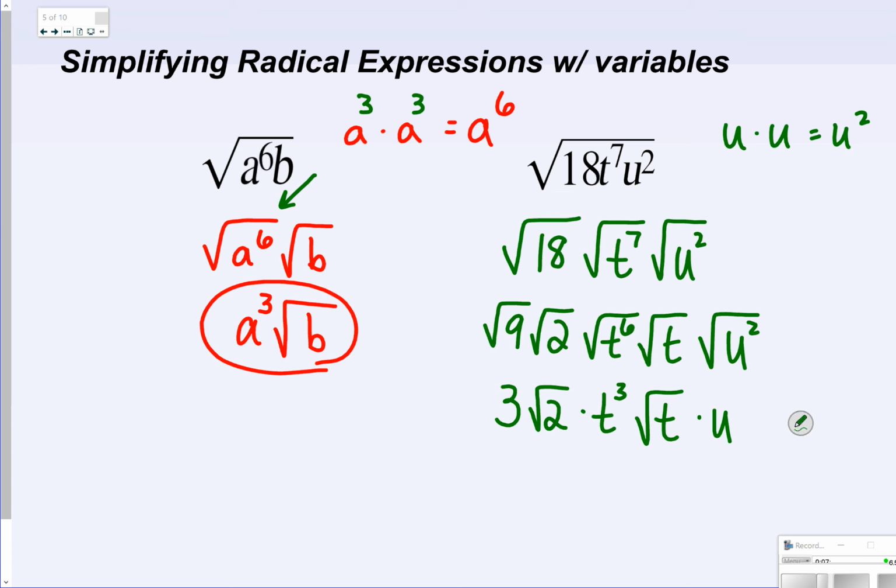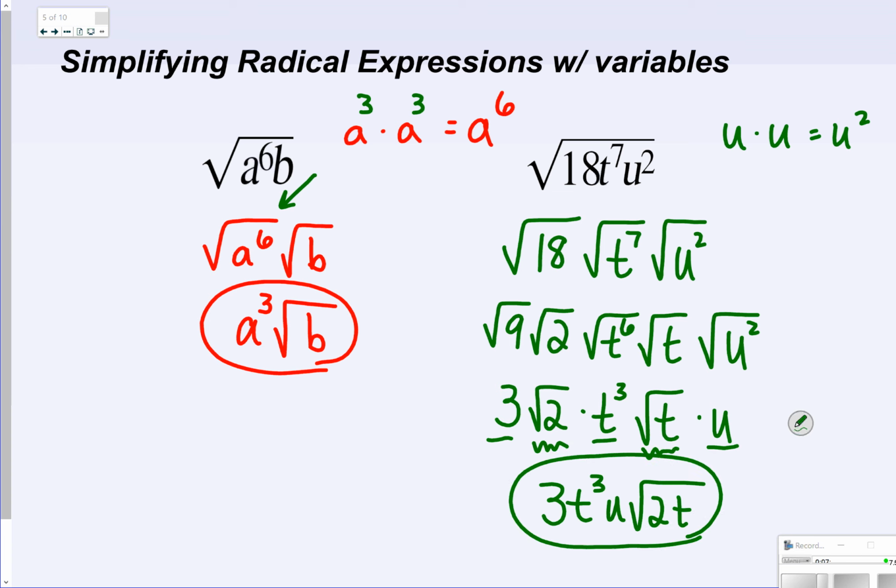Now let's write this all together so it's a little bit more clear. Let's put all of our numbers and variables that are not radicals any longer out in front. So we'll put 3t to the 3rd u out in front of our radical expression. And inside of the radical expression, we'll keep the 2t. And that's how you simplify a radical expression.